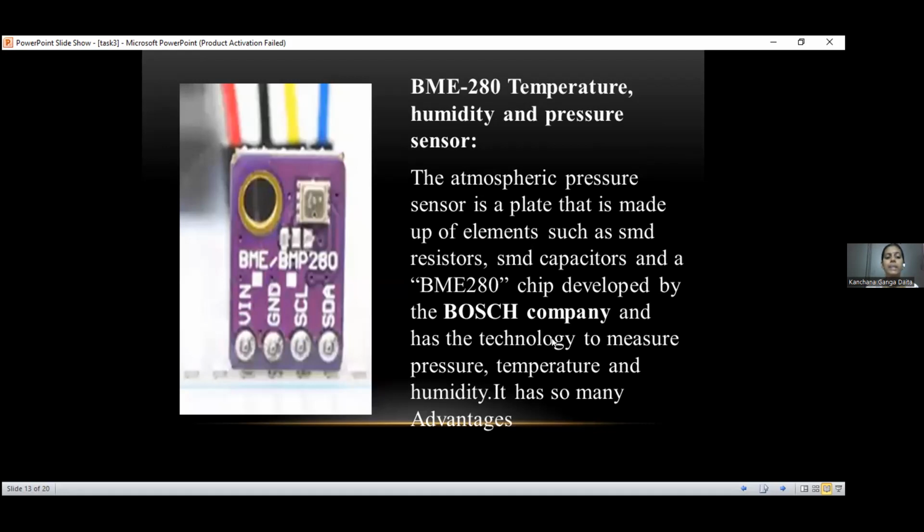One of them is that it measures linearly. That means whatever the input is, it gives the same linear output accordingly. So there are no errors, or we can say it is very accurate. It also has a ground pin. As I have previously said, we have to connect the ground pin for this sensor also.